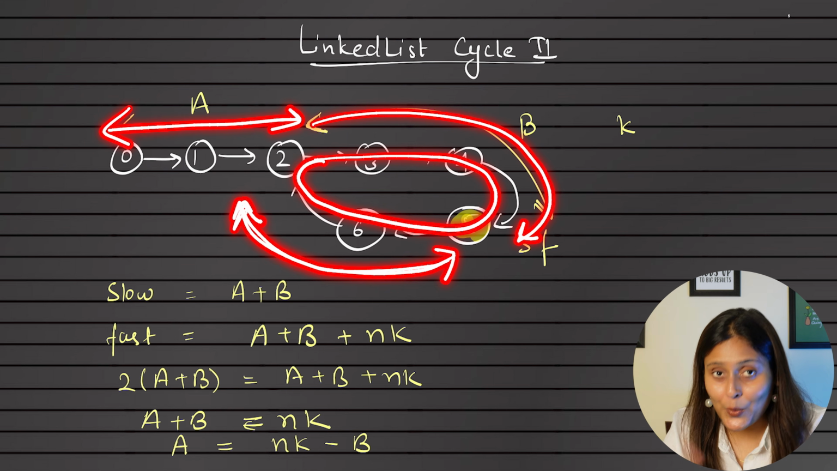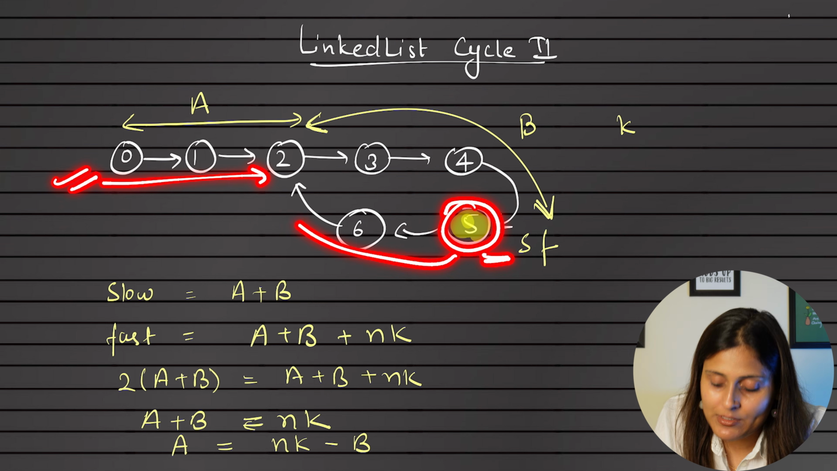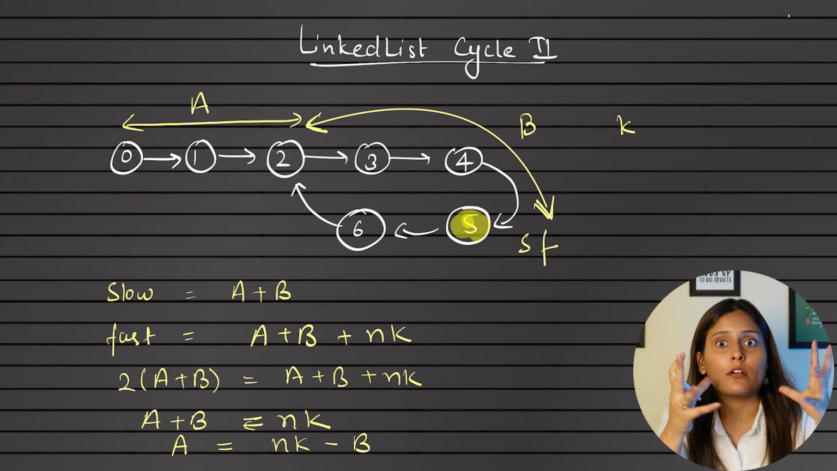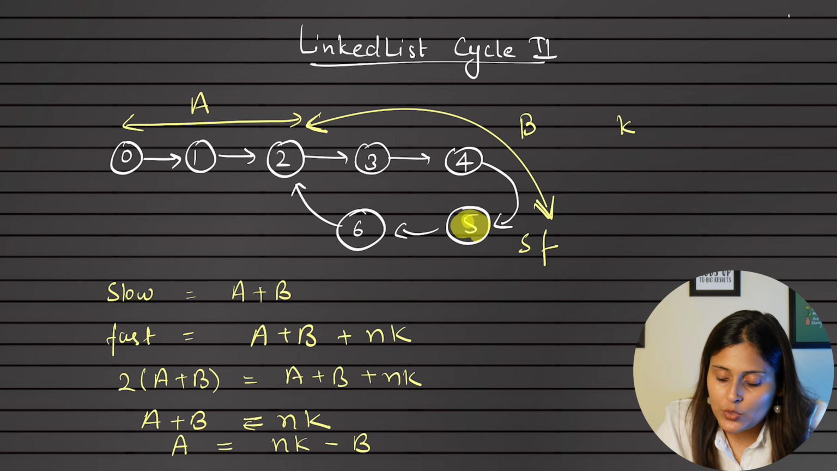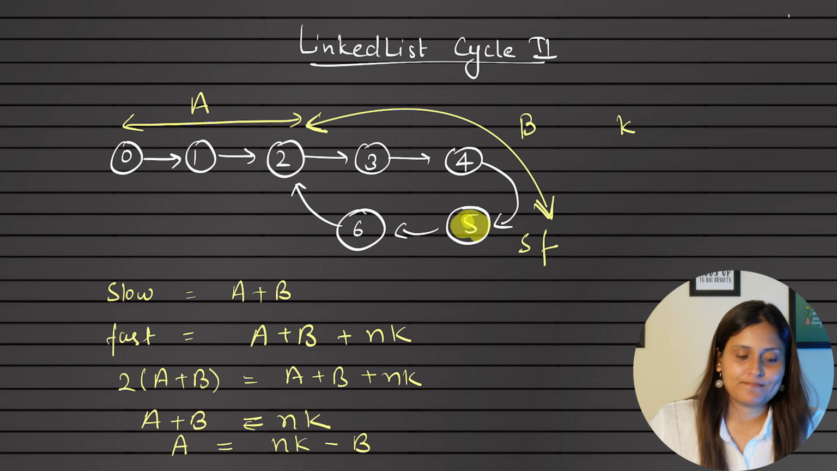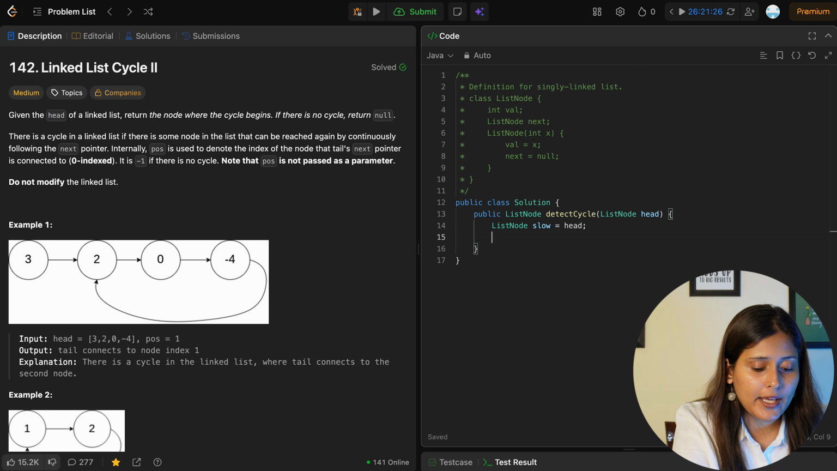And hence, that was the reason I said that when they met, restart from here and move both at the same speed. Wherever they meet, this will be the starting node of the cycle. So this was the proof of this formula. Can we write the code for this? We will start our ListNode slow pointer from the head, and we will start the fast pointer also from our head.